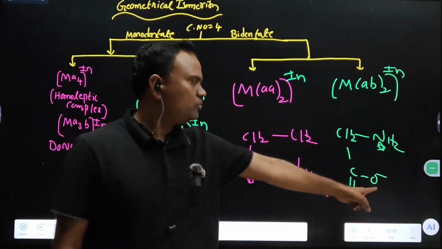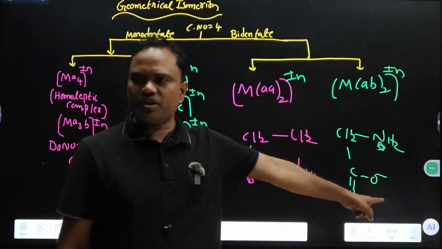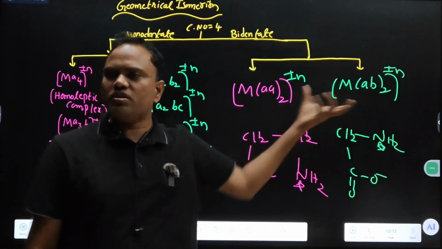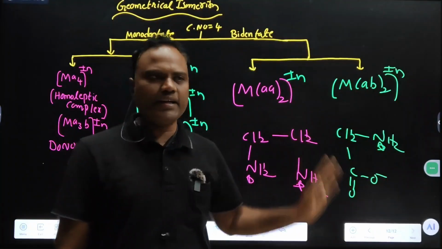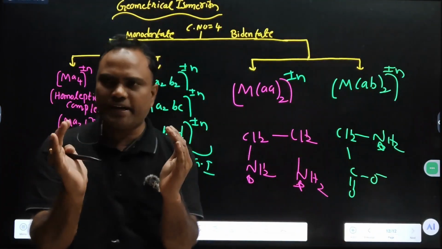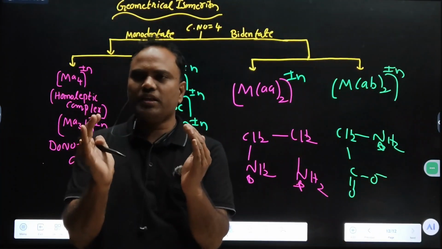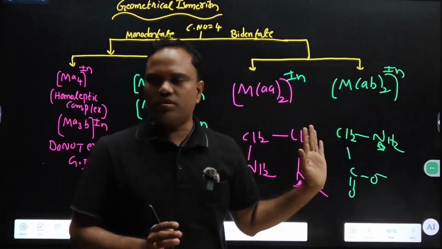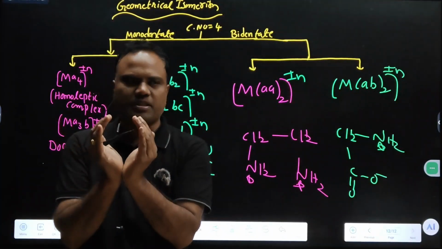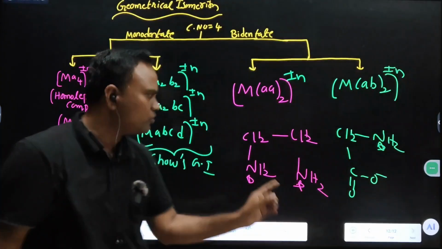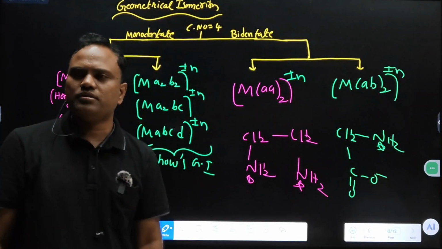N and O both are different donor atoms, right? That's why I wrote AB. What is the meaning of AB? It means this is a bidentate ligand. In the square bracket, one bidentate ligand is present, and in that, the two donors are different. AA is present in the square bracket; AA is a bidentate ligand with two similar donors. Clear?